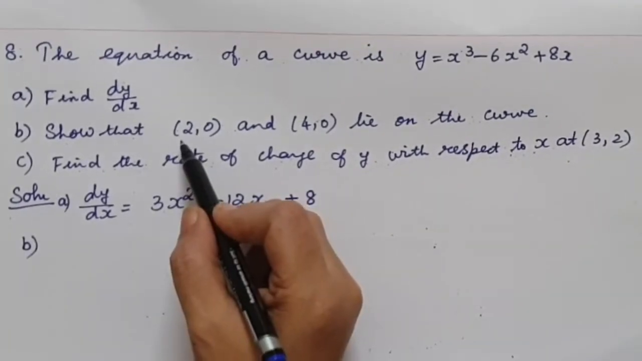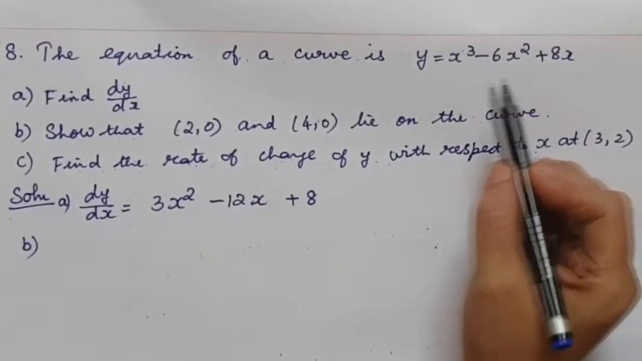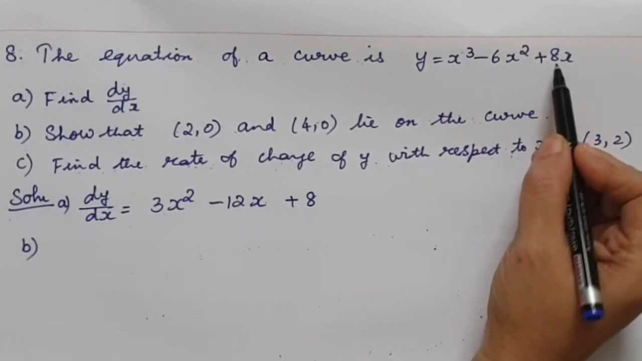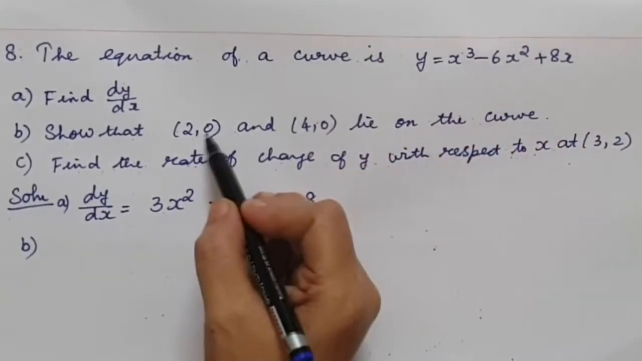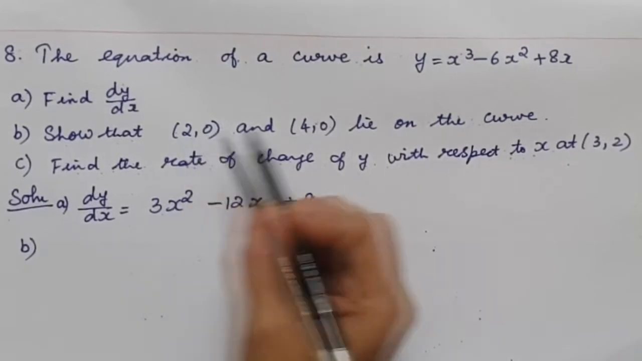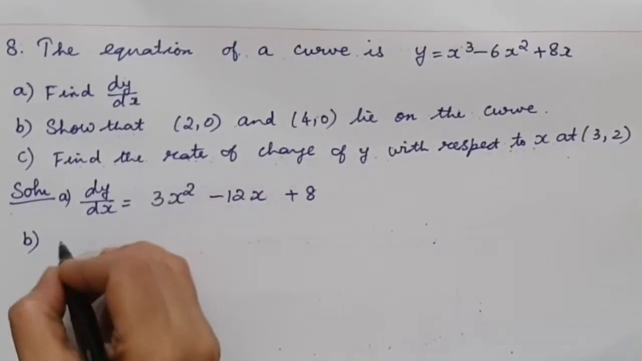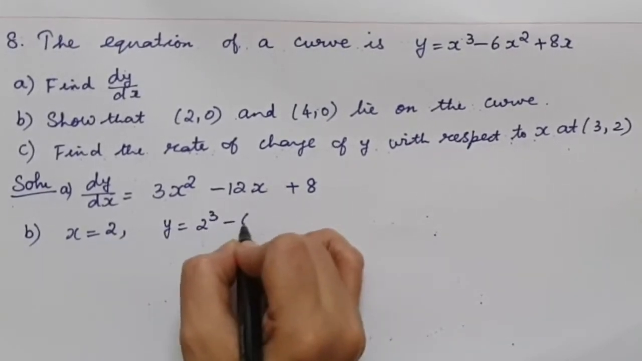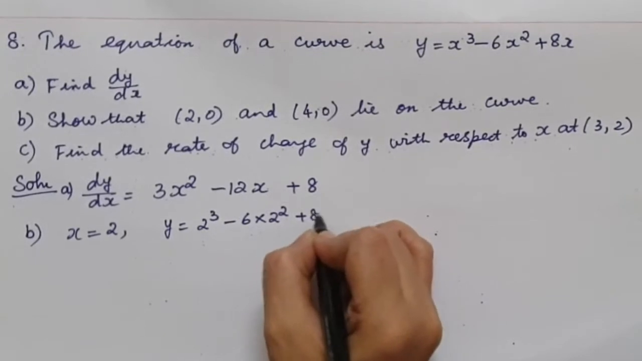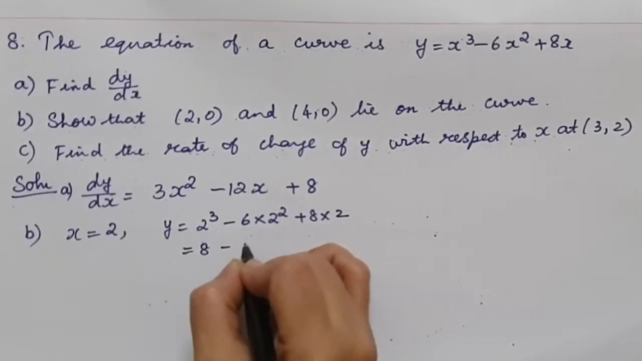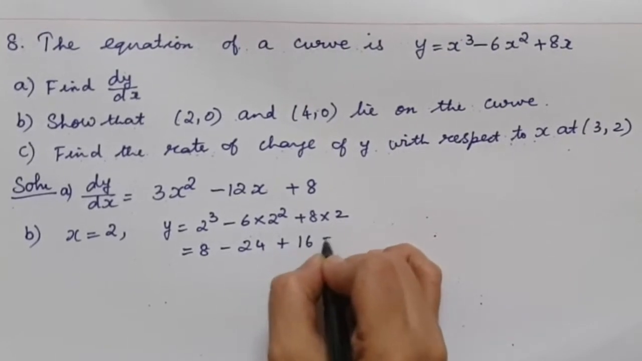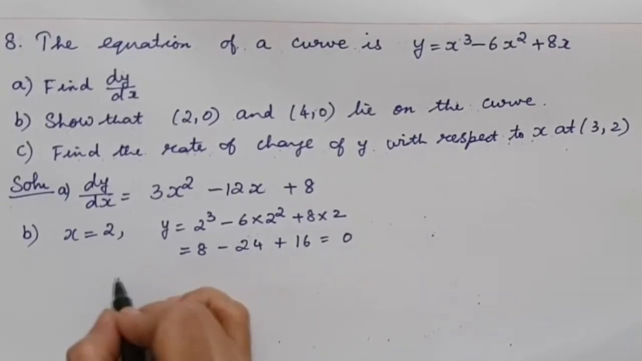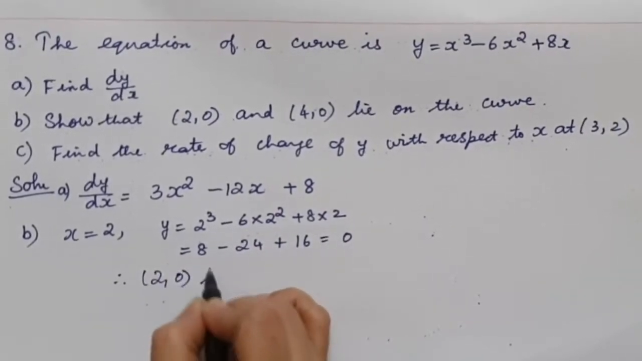Now, in order to show that 2, 0 lies on this curve, we need to substitute x equal to 2. If we substitute x equal to 2 and get our answer for y as 0, then we say this point 2, 0 lies on the curve. That is what we are going to do now. Substitute x equal to 2. So our y will be equal to 2 cube minus 6 into 2 square plus 8 into 2. So it is 8 minus 24 plus 16. When we add it, it comes as 0. So we get a value for y as 0. Therefore, 2, 0 lies on the curve.